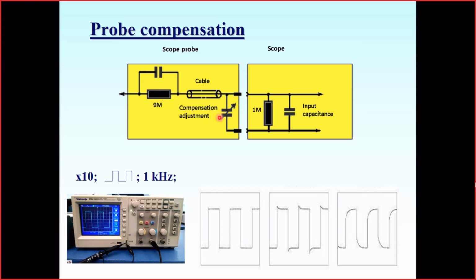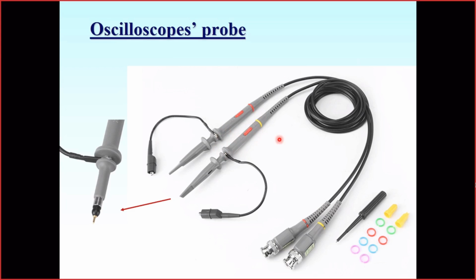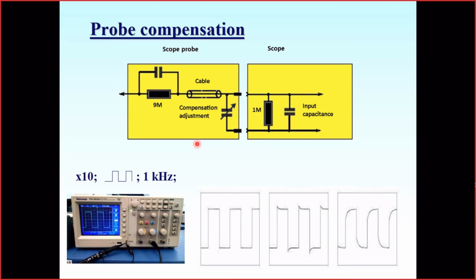And why do we have a switch here? What does the switch do? The switch connects, if required, this additional 9 megaohm resistance in series with our measurement signal. So what we actually get here is a divider. This internal probe resistance and the scope internal resistance of 1 megaohm form a divider, 9 megaohm and 1 megaohm.